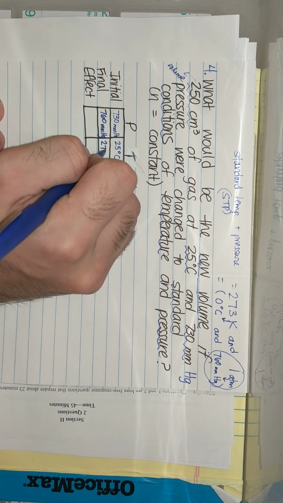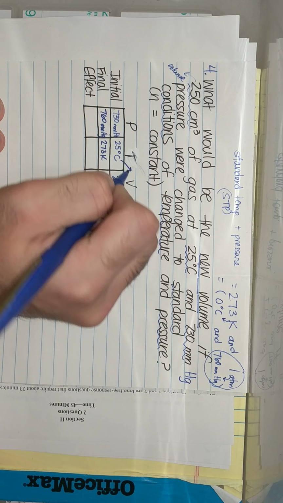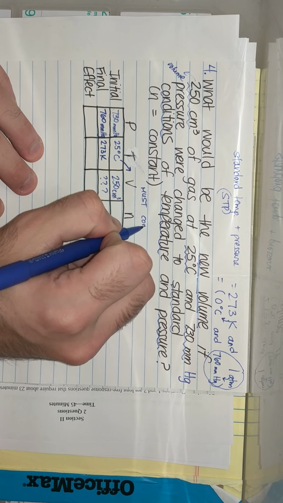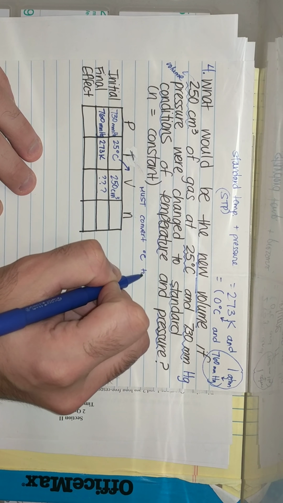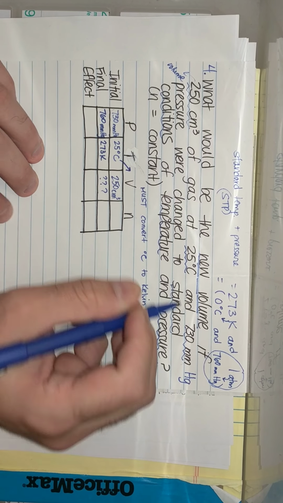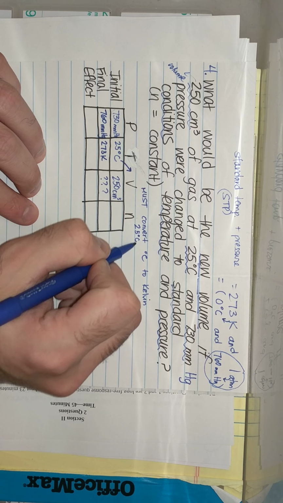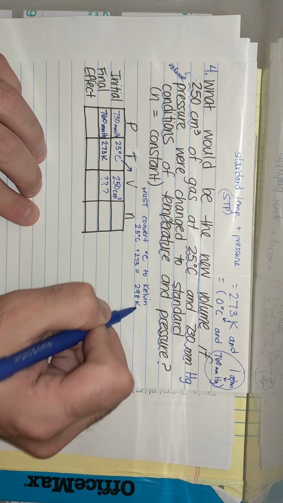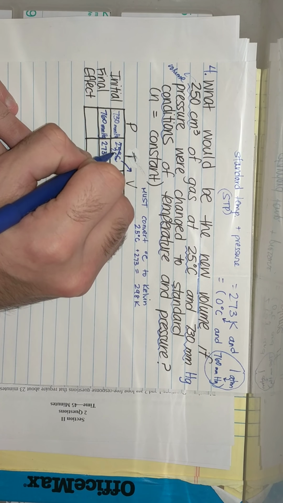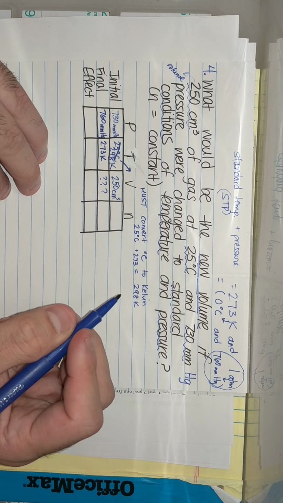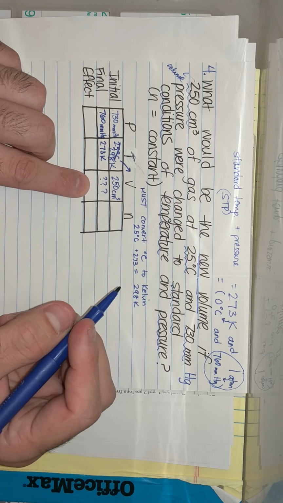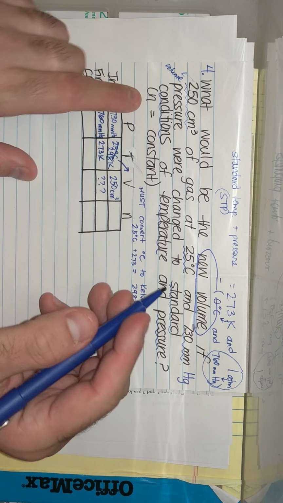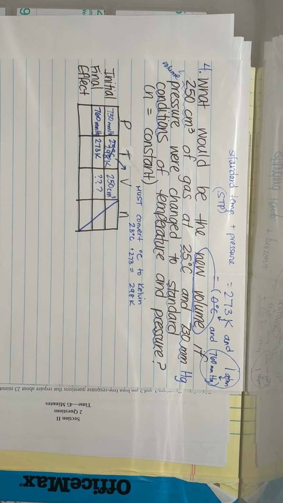I'm going to write 273 Kelvin because I know from things that we've discussed in class that I must always convert degrees Celsius to Kelvin. And I'm going to do that. To do that, you add 273. So 25 degrees Celsius plus 273 equals 298 Kelvin. So my temperature is really 298 Kelvin to start. Okay? And now I'm looking for a final volume. That's what it's asking. It says, what would be the new volume? And then it also tells me that n is constant. So I'm going to cross this out.